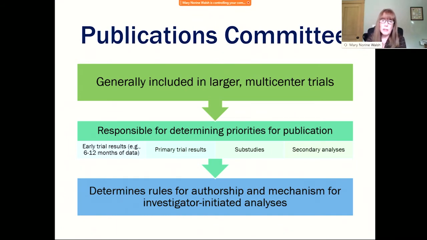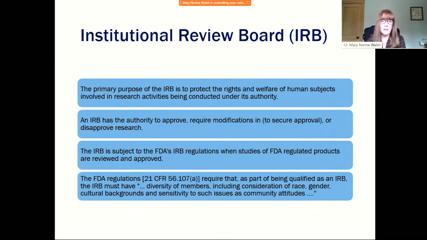Many larger trials have a publications committee that begins at the beginning of the trial. And the rules of the road are generally outlined, like, here's the way you get publications. You enroll a lot of patients. You serve on one of the committees. You have a great idea for a sub-study or a secondary analysis. And the publications committee, if it's done well, should determine these rules for authorship at the beginning. And the reason that publications committees exist is to be fair to investigators and to people who are doing work for the trial so that they can be part of the publication strategy afterwards.